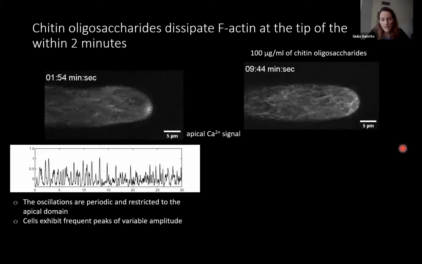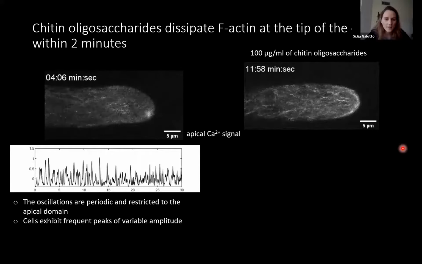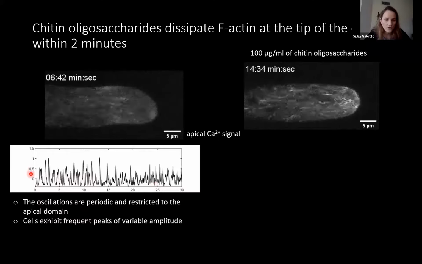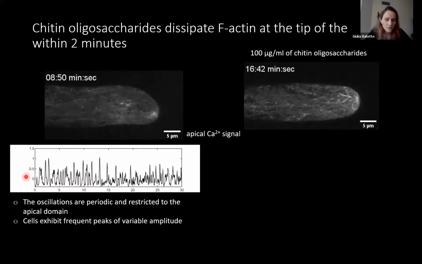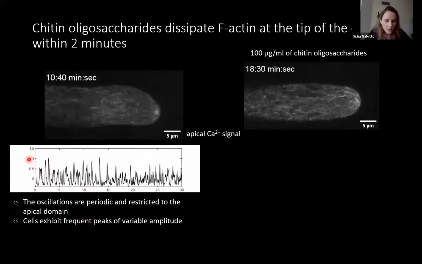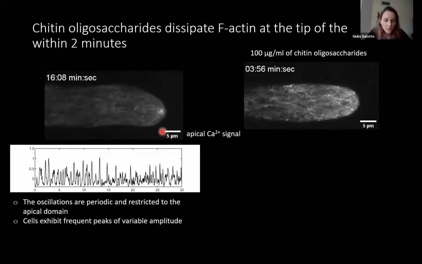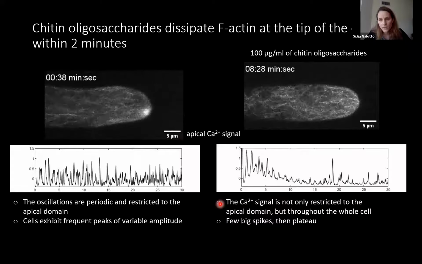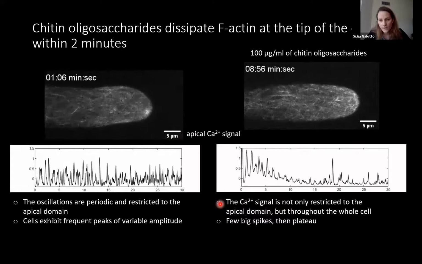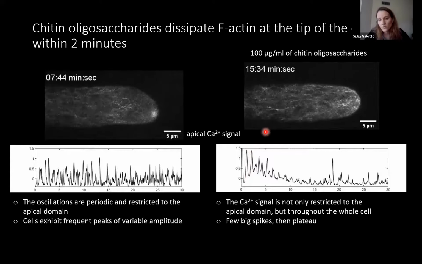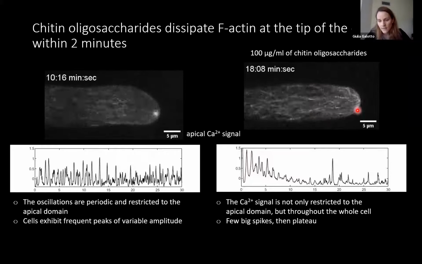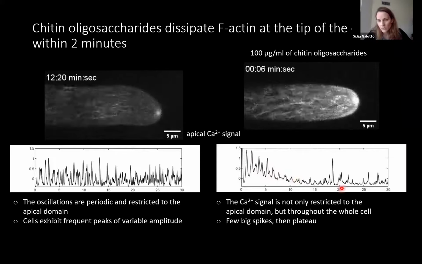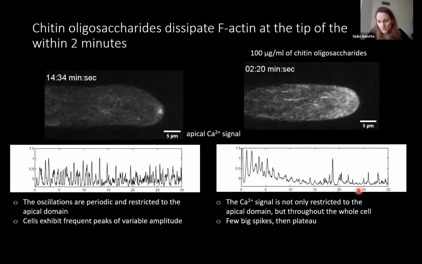Then we measured the apical calcium in these cells, and this is the calcium oscillations of a control cell. The oscillations are periodic, and they are only restricted to the apex, to the apical domain, and the cells exhibit frequent peaks of variable amplitude. When we treat these cells with chitin oligosaccharides, we can see a few big peaks that are not only localized at the tip, but in the whole cell. And then the signal plateaued out, and there are just very little oscillations.